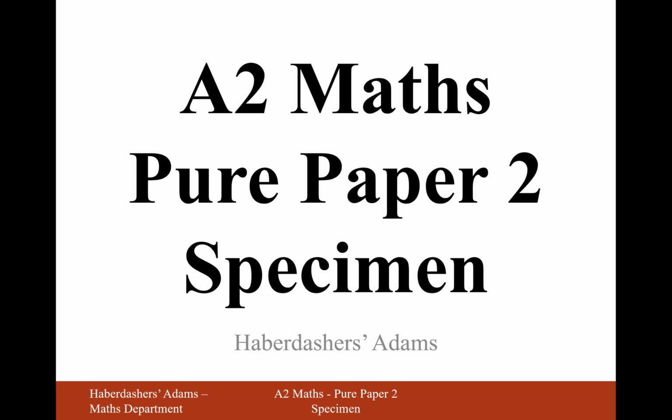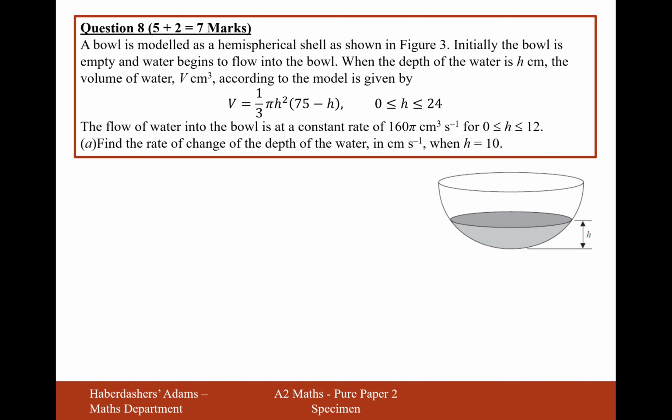Hello there and welcome to A2 Maths from Specimen paper 2, and here we're looking at question 8. Looks like it's a differential equations question. So a bowl is modelled as a hemispherical shell as shown in figure 3. Initially the bowl is empty and water begins to flow into the bowl.